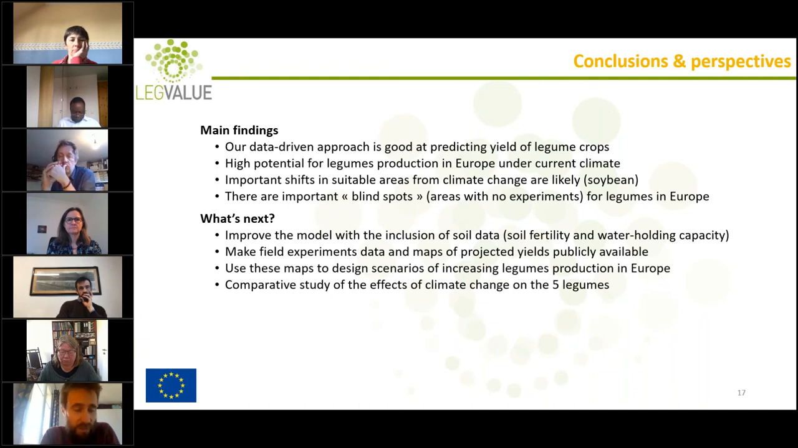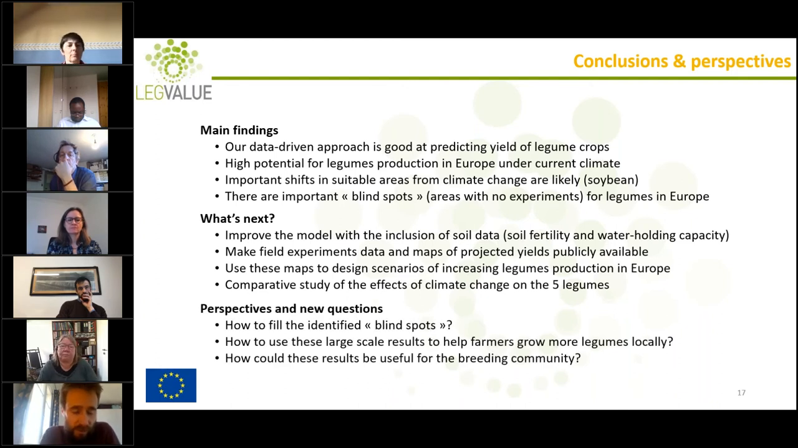And we will use the maps to design scenarios of increasing legume production in Europe, and this will be done within the Leg Value project. And we also plan to run a comparative study of the effects of climate change on the five legumes that we have. Then I think this work raised some perspective and new questions, like how to fill the identified blind spots, how to use these results that are at a large scale to really help farmers grow more legumes locally. I mean, the local adaptation of this is still a question.